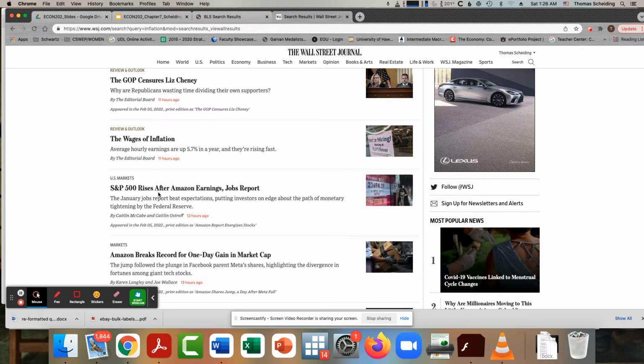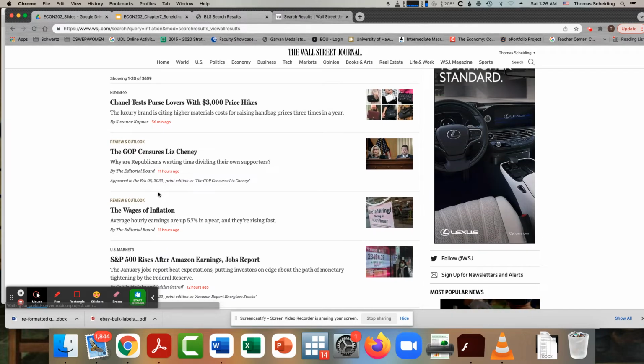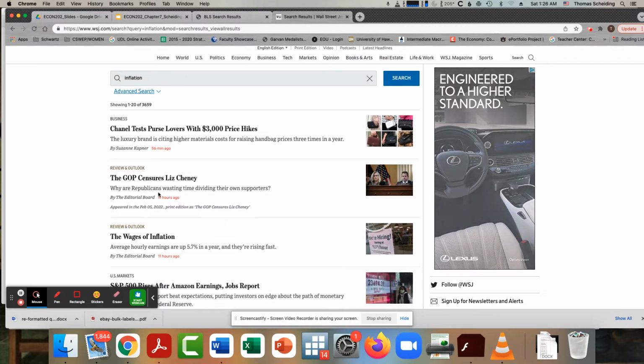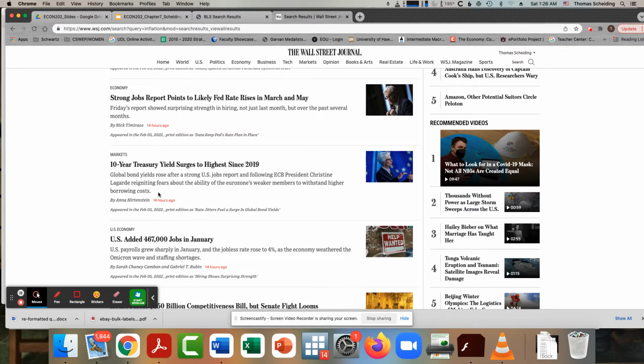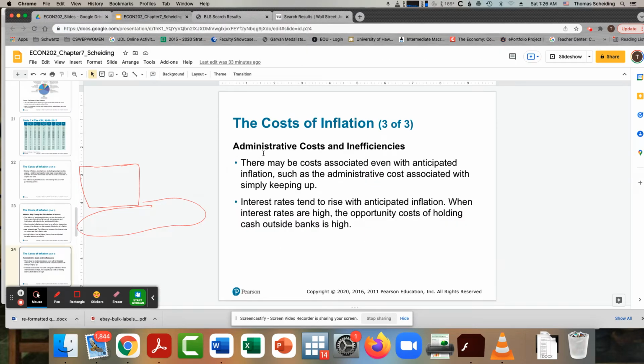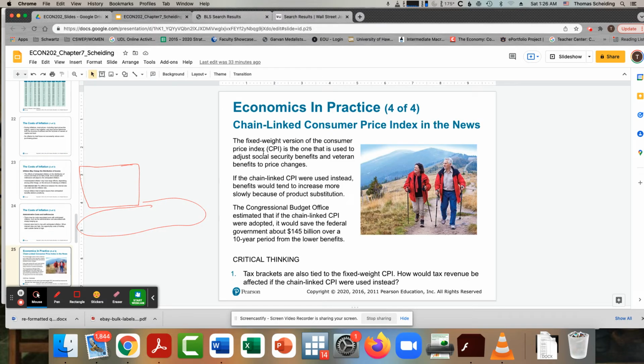There was a Wall Street Journal article, I promise you, talking about how costly it was for companies to alter their prices, and that's what this is getting at. There are costs to having to raise prices, and the more inflation there is, the higher these costs would be. Again, let's not worry about that.